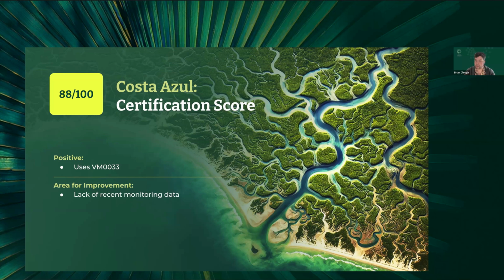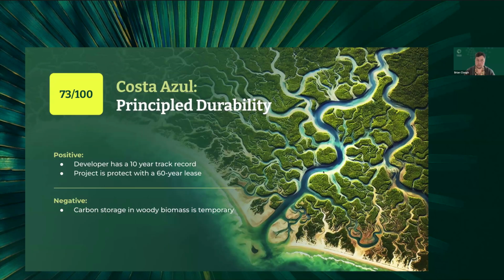And I'll kick it over to Nan now to talk about the principal durability score. Thanks, Brian. So this project scores 73 out of 100 for principal durability. As I mentioned earlier, the principal durability score reflects both operational sustainment and biophysical durability. For operational sustainment, we compute a score based on the project's 60-year commitment and 10-year track record. As mentioned before, the success of an established project is seen as an indicator of ongoing commitment and support for a project.